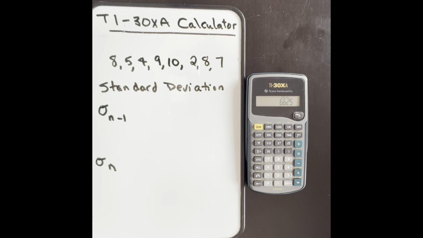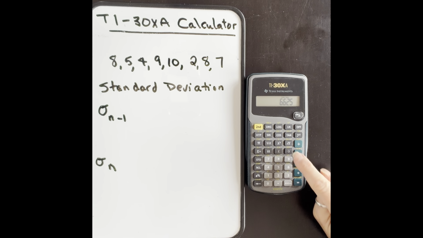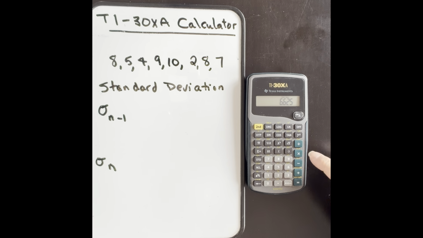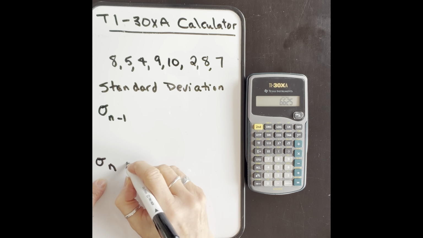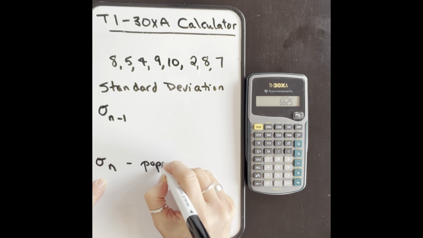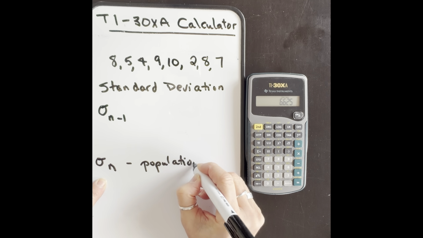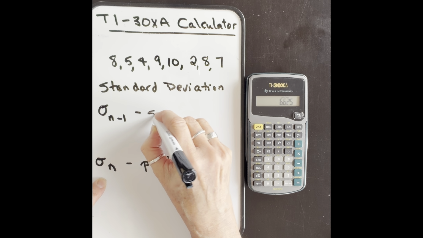The next important parameter for this set of data is the standard deviation. And there are 2 standard deviation functions on the calculator. If you take a look above the x squared button, you'll have sigma x n minus 1. And then if you look above the division sign, you'll see sigma xn. So one of those is standard deviation for a population and the other is for a sample. This represents the standard deviation of a population. This represents the standard deviation of a sample.